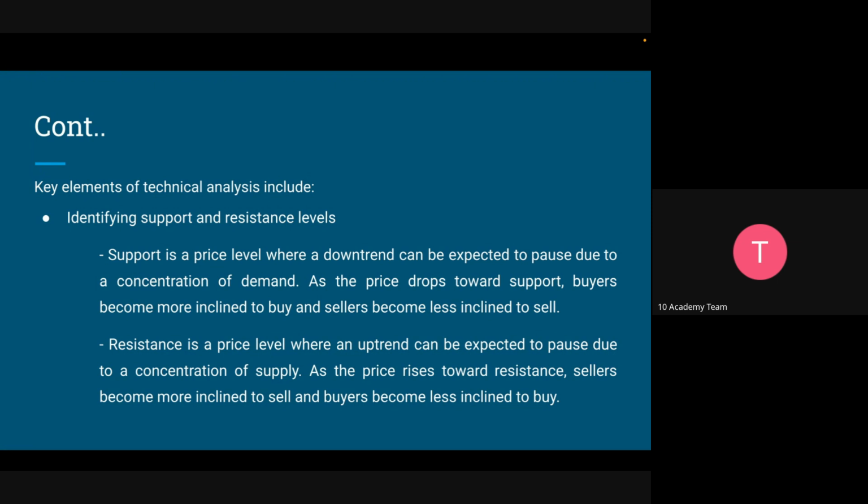One is identifying support and resistance levels. So what are support and resistance levels in financial terms? What are these terms? This is the definition. Support is a price level where a downtrend can be expected, at some point of the market trading, to pause due to a concentration of demand.